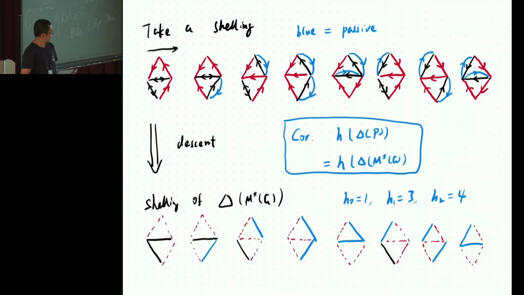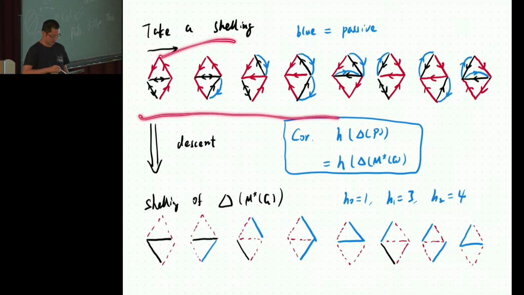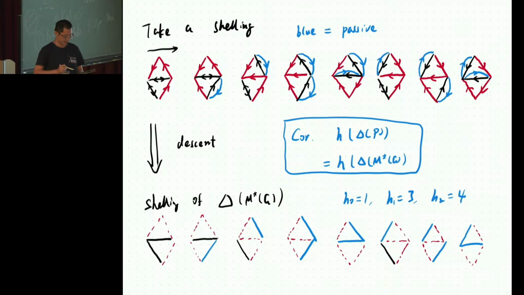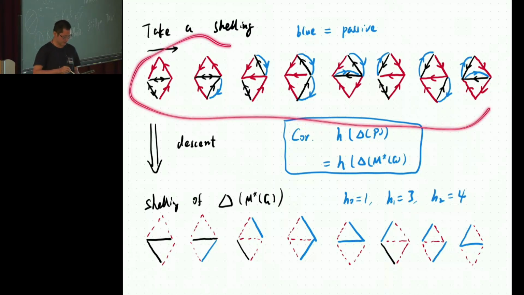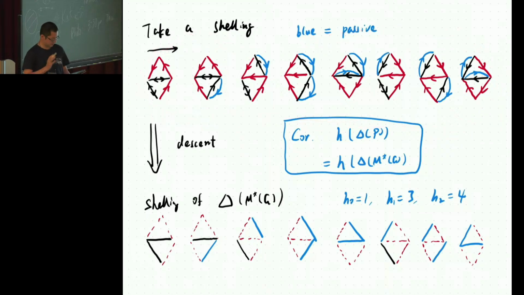Okay, then I have a triangulation so I can take a shelling. So I take this shelling. Okay, now the blue arcs mean they are passive. They are passive elements. Okay, I have this thing. So it looks complicated. So first let's sort of project this picture to the shelling of the simplex associated to the co-graphic matroid here.